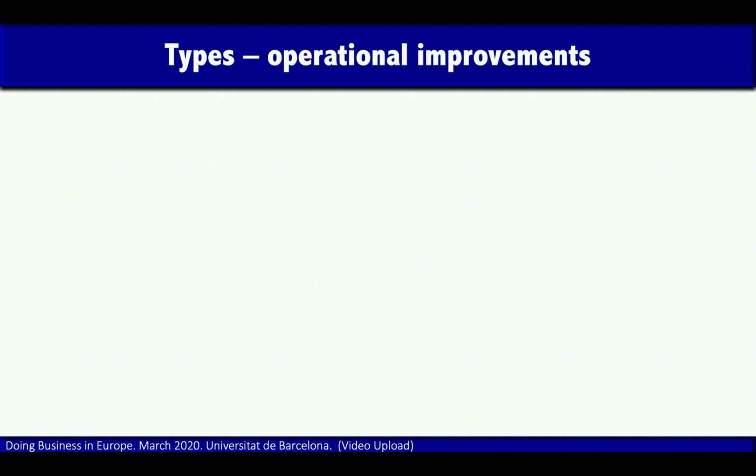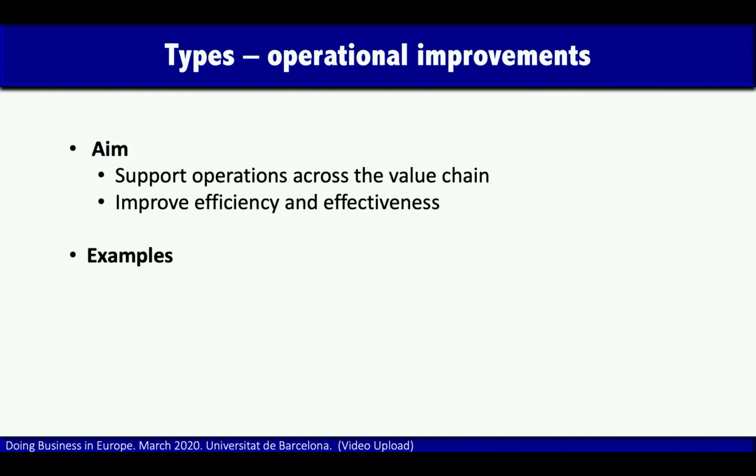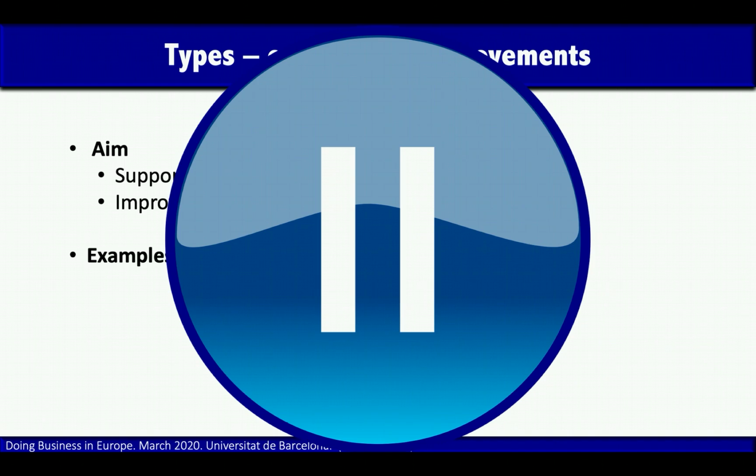The second type of actions that the firm can take has to do with operational improvements themselves. So it has to do with the kind of stuff that the firm is used to doing. So basically, the aim is to support operations across the value chain, and it's also to improve efficiency and effectiveness. That's the aim for the firm itself. But of course, the value again has to do with social responsibility and improving people's welfare or conditions at work or environmental conditions, right? So some examples you can try to think about this.